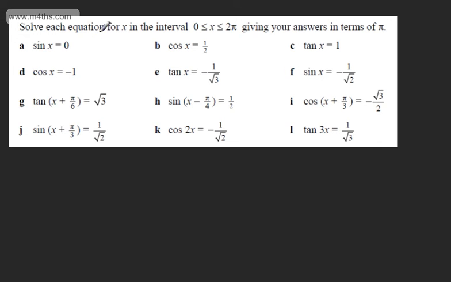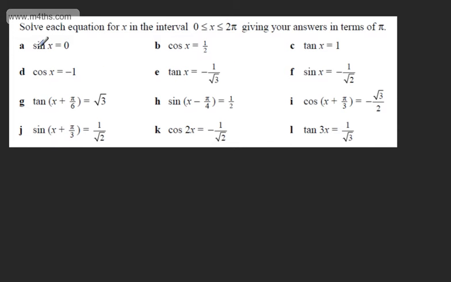In this video, we're going to do some more practice questions on trig equations. We're asked to solve each equation for x in the interval where x is between 0 and 2 pi, giving our answers in terms of pi. So we've got a range of questions here, and these now are being measured in radians.